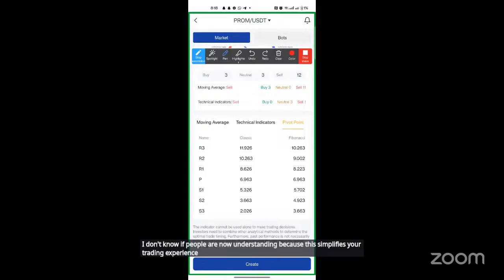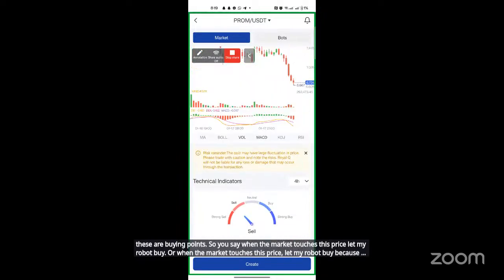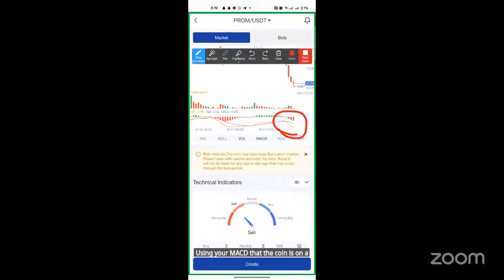So the coin is below the pivot point, and these are buying points. So you say, when the market touches this price, let my robot buy, or when the market touches this price, let my robot buy. Because you can basically see it here, using your MACD, that the coin is on a downward movement. I don't know if that is clear.